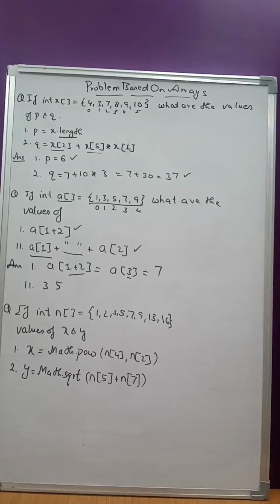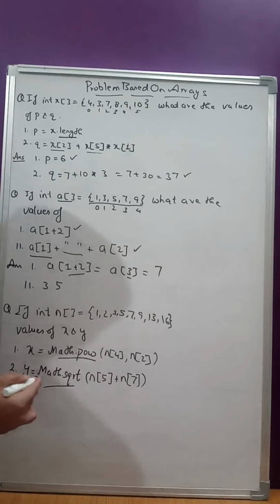Now coming over to the third question. In the third question, you will be able to see that the array over here is n. In that array n, you are having these elements 1, 2, 3, 5, 7, 9, 13 and 16. You need to find the value for x and y. So we need to calculate the value for x over here, and we are having these functions math.pow and math.sqrt.